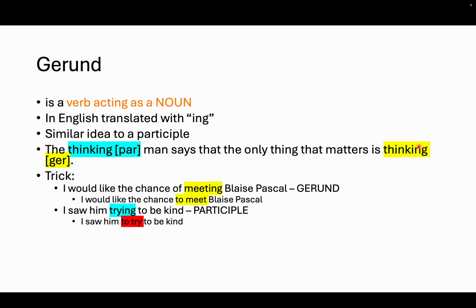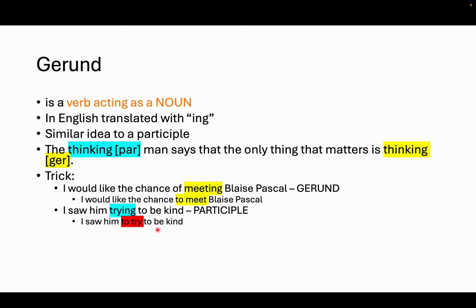If you want to tell the difference between a gerund and a participle, they say, and the neat little trick is to insert an infinitive and see if it still makes sense. And if it still makes sense, it's a gerund. So, for example, I would like the chance of meeting Blaise Pascal, which I would. I can't, of course, because he's dead. I could say I would like the chance to meet Blaise Pascal, and that makes sense. So that means, in this case, it's a gerund. But if I say I saw him trying to be kind, and I try the little trick, I saw him to try to be kind, doesn't work. So trying must be a participle.